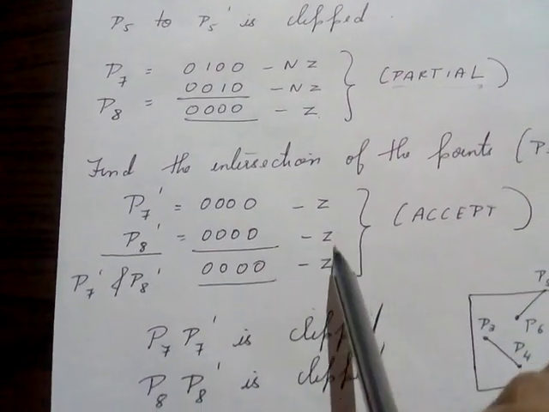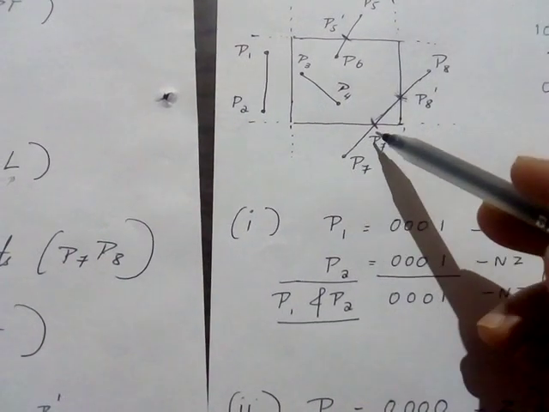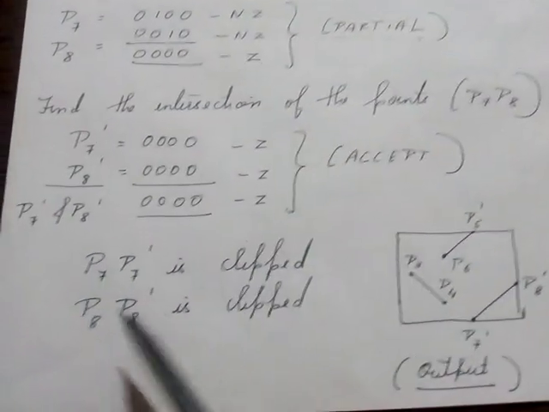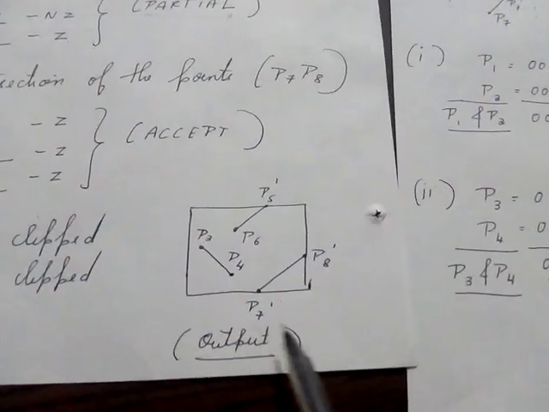So this line can be accepted. What has to be clipped then? P7 to P7 dash is clipped, and P8 to P8 dash also is clipped. This part also is clipped. So the output will be like this.